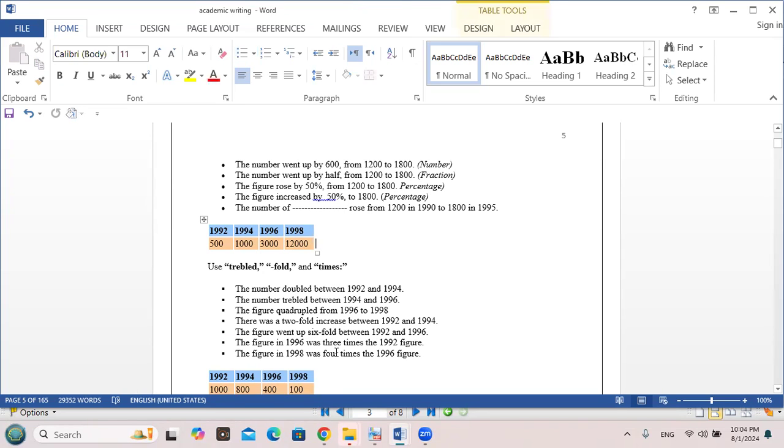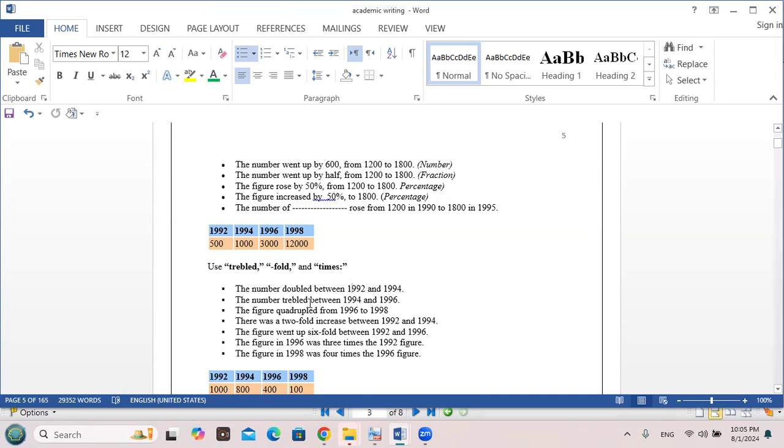Here, for example, you can say the number doubled between 1992 and 1994. Doubled is so good to use. It was 500, now it's 1,000. So instead of writing it increased from 500 in 1992 to 1,000 in 1994, it's better to write the number doubled between 1992 and 1994. It's much better.